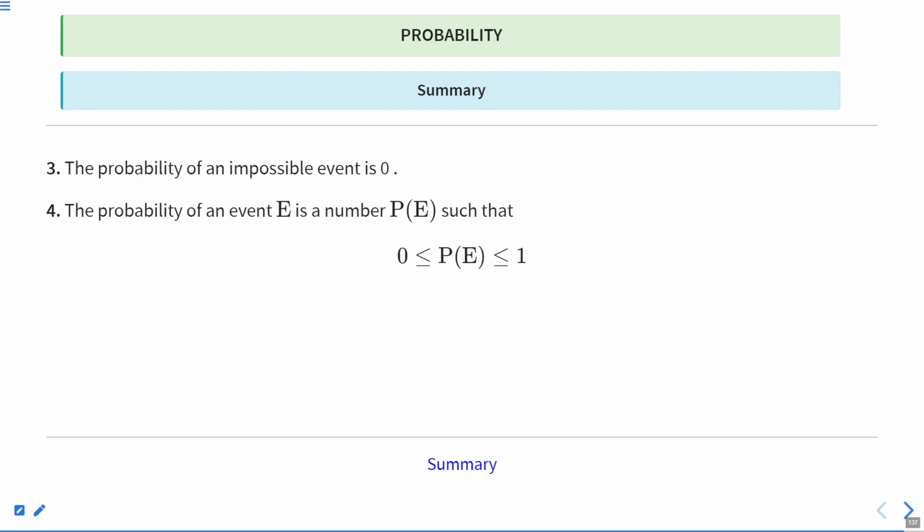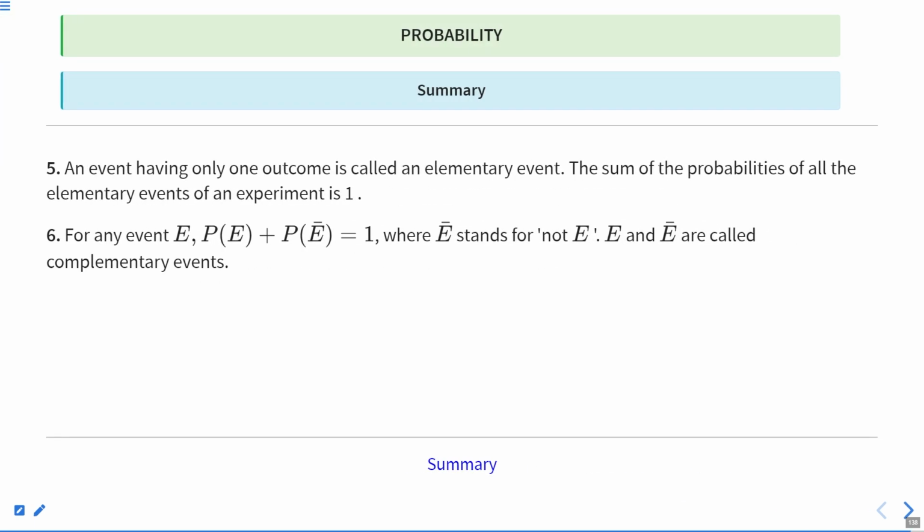And fourth point, we have studied in this chapter, the probability of an event E is a number P of E such that 0 is less than or equal to P of E, which is less than or equal to 1. That means the probability of an event E always lies between 0 and 1.